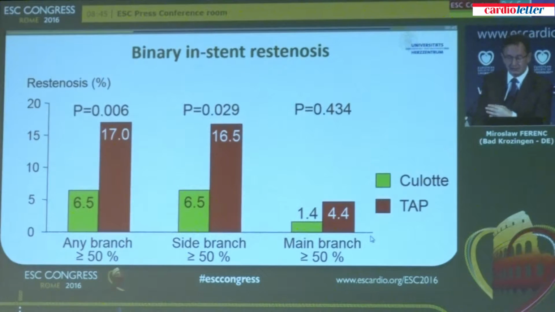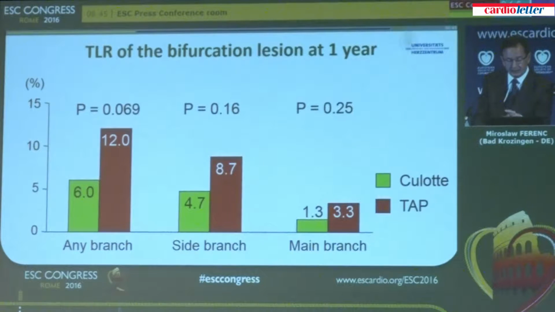And the question is how it looks with target lesion reinterventions. In this slide, you see target lesion reintervention of the bifurcation lesion at 1 year was 6% after Culotte stenting versus 12% after TAP stenting. So we just missed the significance level, with a p-value of 0.069. However, you can see reintervention was mostly driven by the side branch.